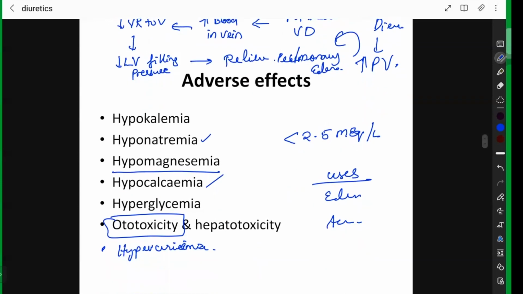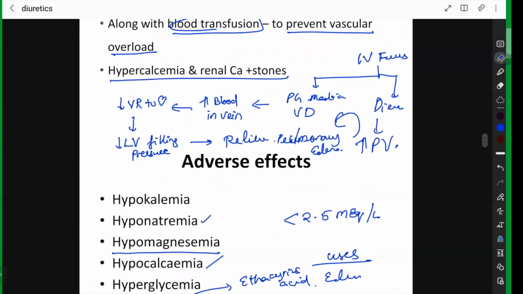Why ototoxicity? The sodium potassium 2 chloride transporters are very important in the inner ear. Loop diuretics cause loss of hearing by a toxic effect on the hair cells in the internal ear. Therefore, there can be tinnitus, vertigo, all these things. Ototoxicity is more common with ethacrynic acid. Ethacrynic acid is the most common. It is again dose dependent. Then hyperglycemia can occur, hyperlipidemia can occur, weakness, muscle cramps, etc. can also occur.